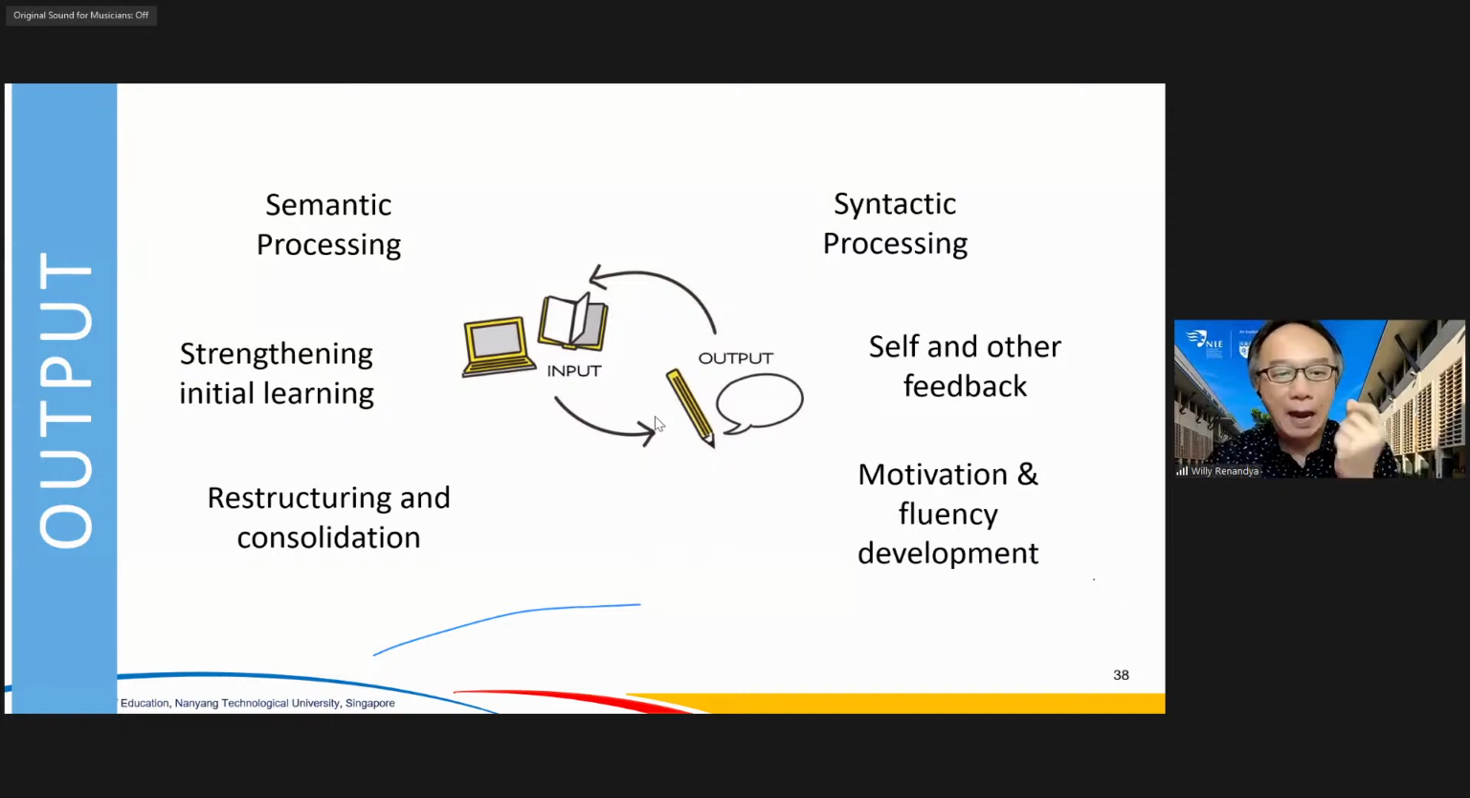But input must happen frequently. Input must happen on a daily basis. Reading and listening must happen on a daily basis so that the students get an opportunity to see again, to read again, to hear again what they have just learned in the classroom or in some other situations. So it strengthens their learning and it helps them to consolidate their understanding of how the English language works in different situations. So in brief, this is what it looks like.